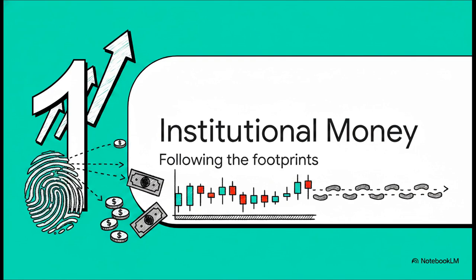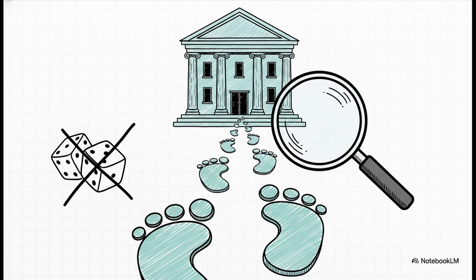It's all about following the footprints. Okay, our sole objective as informed traders is absolutely not to guess what the market is going to do next. Guessing is gambling, right? Instead, our goal is to track the massive footprints left behind by institutional money. Think about it. Banks, hedge funds, these massive financial institutions, they trade with so much volume that they literally cannot hide their activity on a price chart.